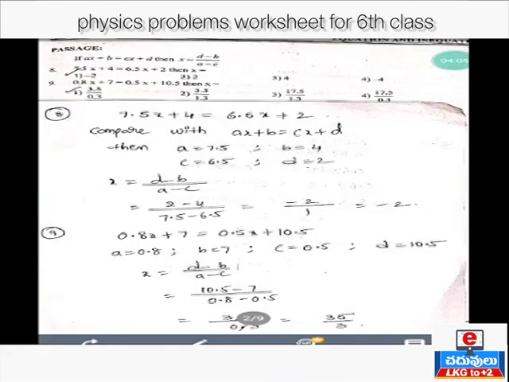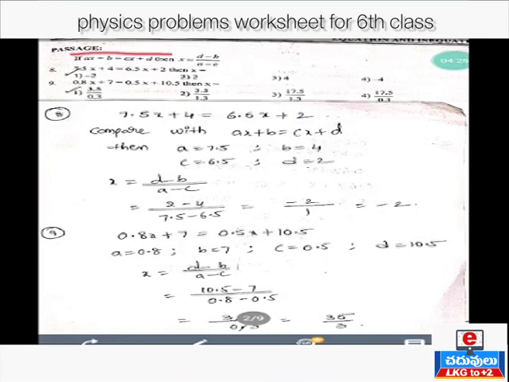This is a passage type or paragraph question. See here, children, what they given. If ax plus b is equal to cx plus d, this is one equation. Ax plus b is equal to cx plus d. Then they also gave the x value. What is the x value? Here x equal to d minus b by a minus c.